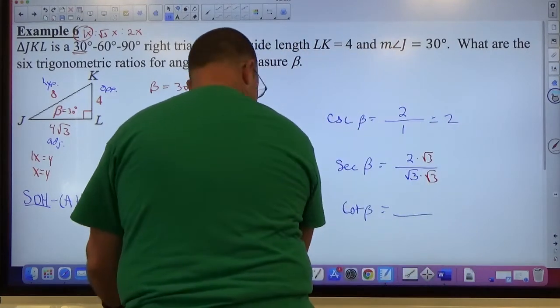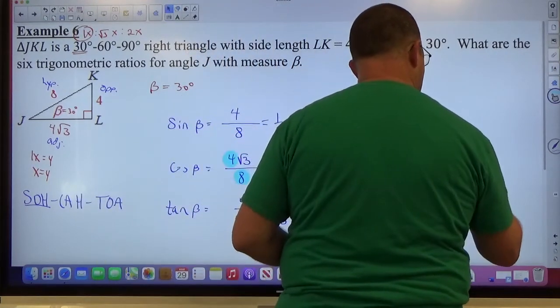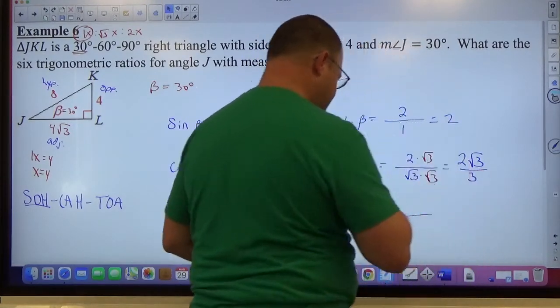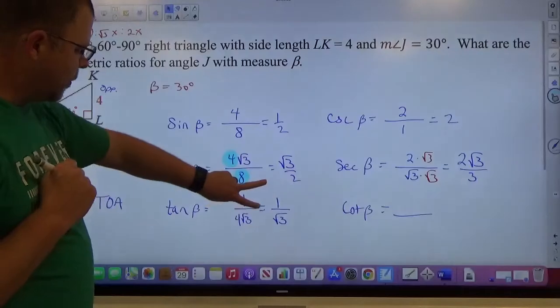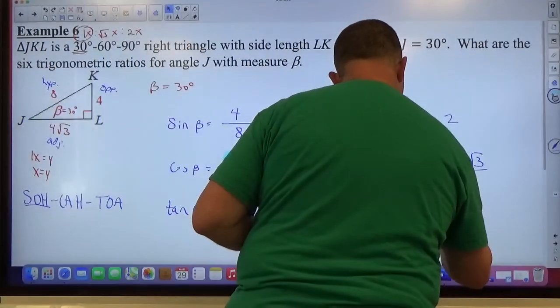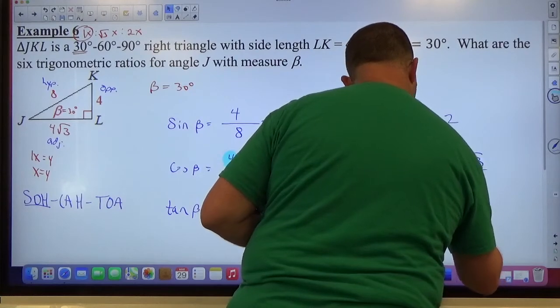And that gets me, after I simplify, 2 times the square root of 3 on top. Square root of 3 times itself makes 3 on the bottom. Cotangent reciprocates tangent, so flip that over, I get the square root of 3 over 1, better known as the square root of 3.